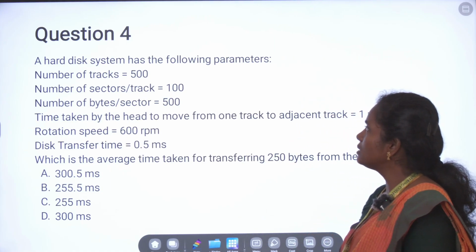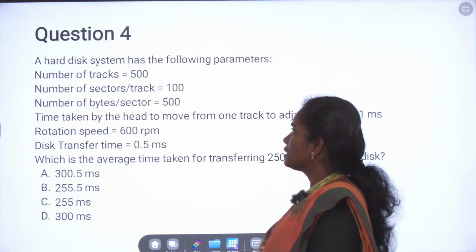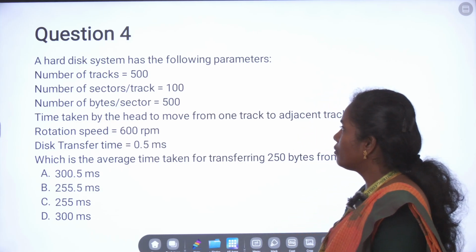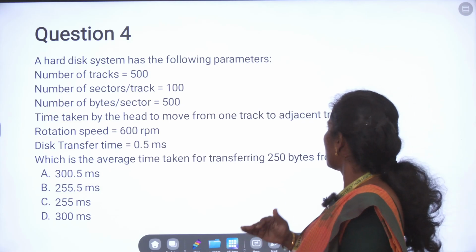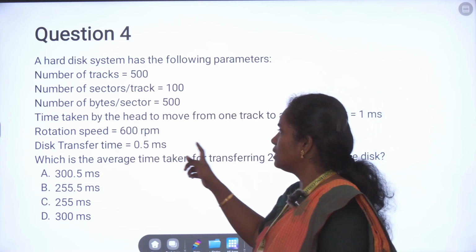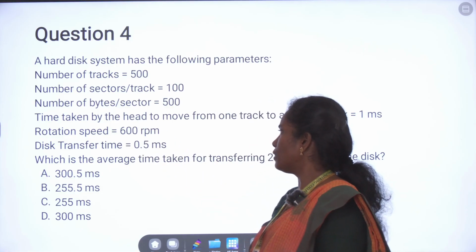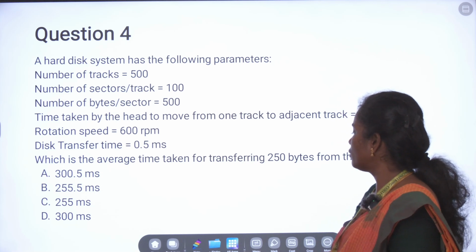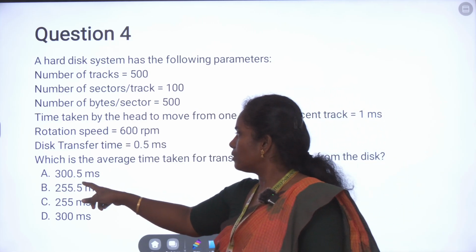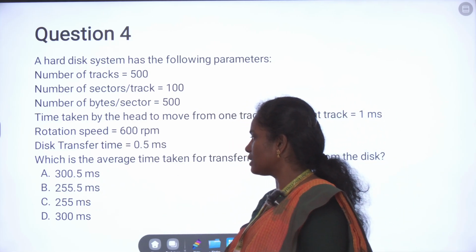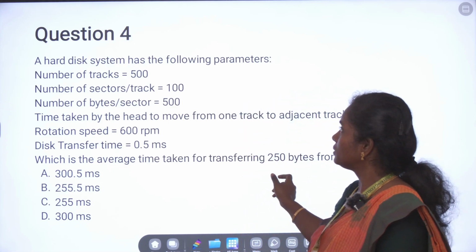Next question: a hard disk system has the following parameters. Number of tracks is 500, number of sectors per track is 100, and the number of bytes per sector is 500. The time taken by the head to move from one track to the adjacent track is 1 millisecond, and the rotation speed is 600 rpm. Disk transfer time is 0.5 milliseconds. What is the average time taken for transferring 256 bytes from the disk? The options are 300.5 milliseconds, 255.5 milliseconds, 255 milliseconds, and 300 milliseconds.